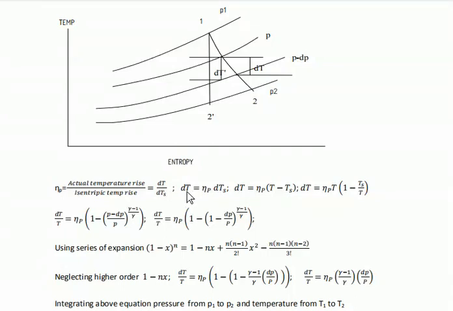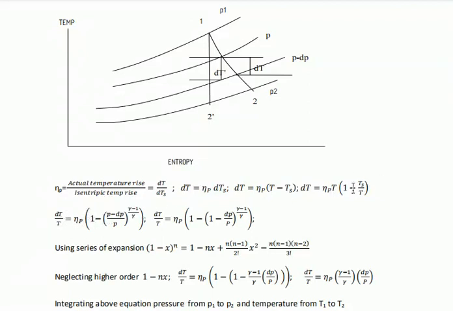So again we write dT is equal to eta p into dTs. Again dTs can be written as T minus Ts, that is the temperature difference between the actual temperature and the isentropic temperature. So again we write that dT is equal to eta p T into, if you take this T outside, then you will be left with 1 minus Ts by T. So again we take this T to this side, then it becomes dT by T. Okay, eta p into 1 minus.